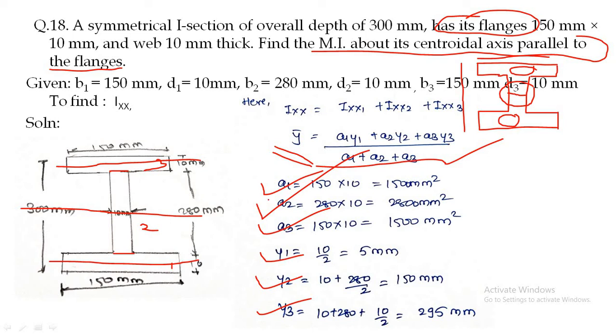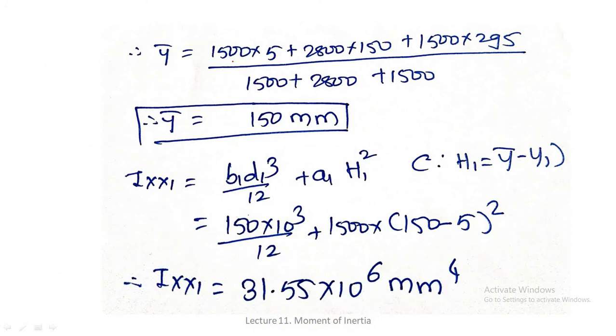By using all these terms we can find y bar, or directly we can write y bar is equal to 150 mm, as I have explained to you. Putting those values in the formula of y bar, the value of y bar will be equal to 150 mm. Is it clear now?